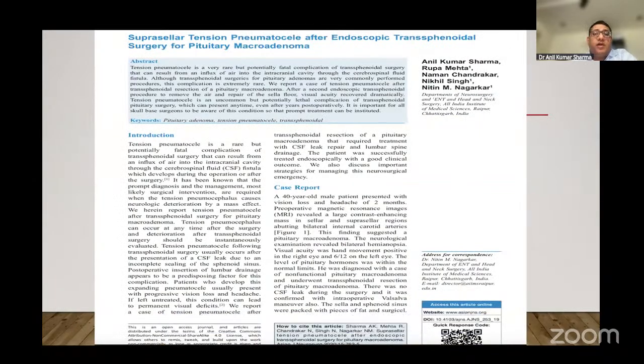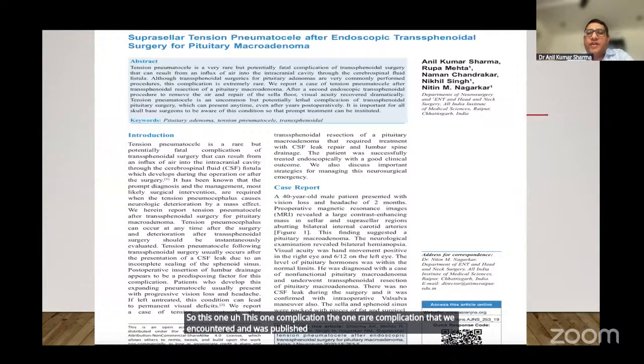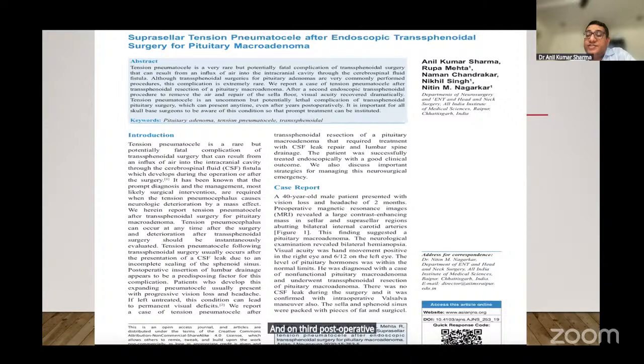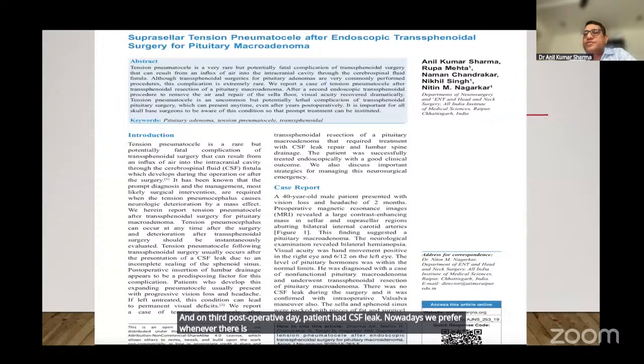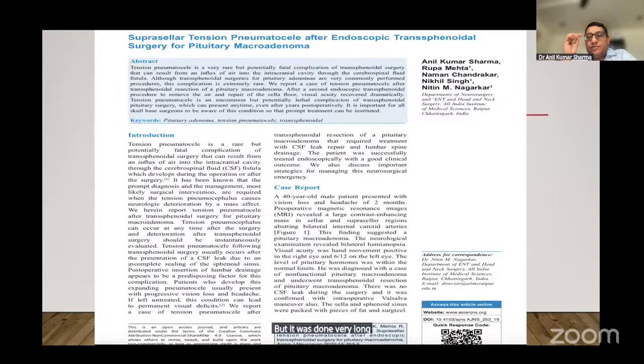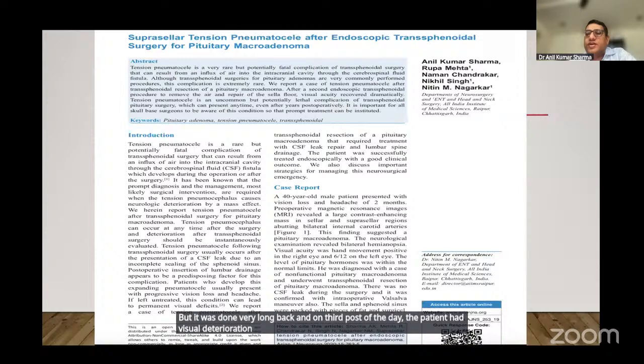So this one is a rare complication that we encountered and published. This was a giant pituitary adenoma that was operated, and on the third postoperative day, the patient had a CSF leak. Nowadays, whenever there is a CSF leak in the immediate postoperative period, we prefer to re-explore and repair the defect. But this was done very long back, and for the CSF leak a lumbar drain was put, and then he had visual deterioration.